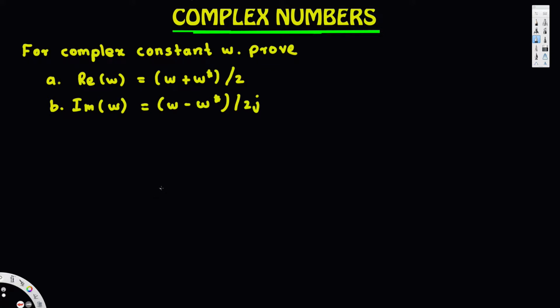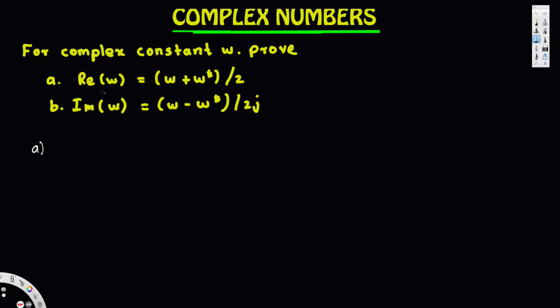Here this question is asking, for complex constant w, prove the real part of w is equal to (w plus w conjugate) divided by 2, and the b part is asking the imaginary part of w is equal to (w minus w conjugate) divided by 2j. Now we are going to prove each of these, right? Let's start with the first one.